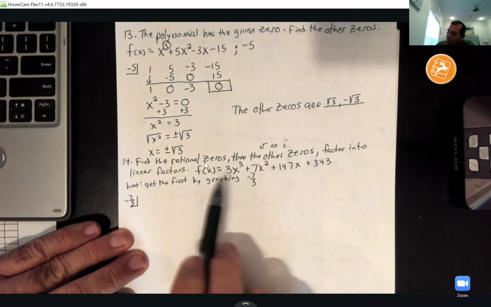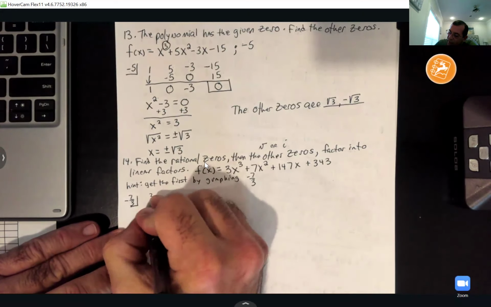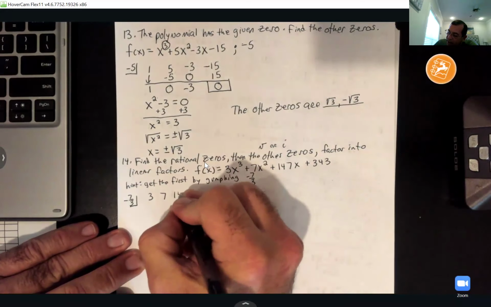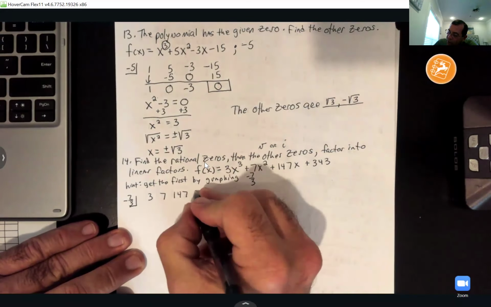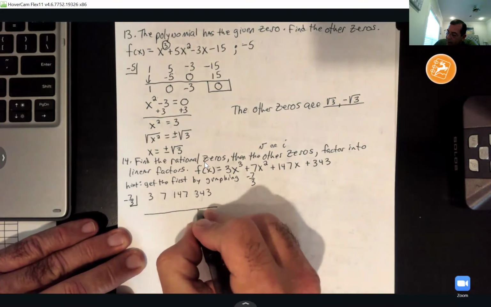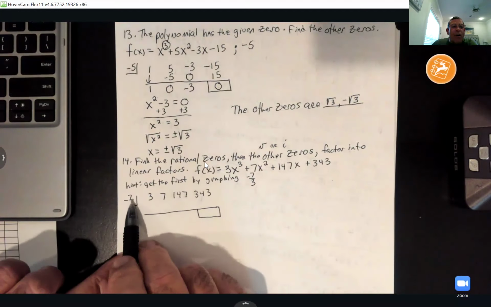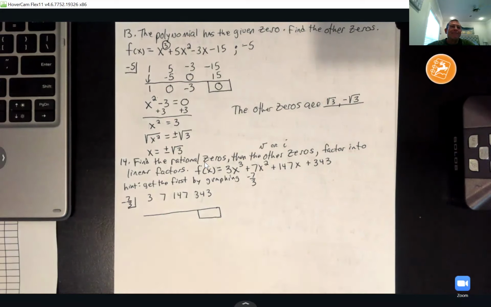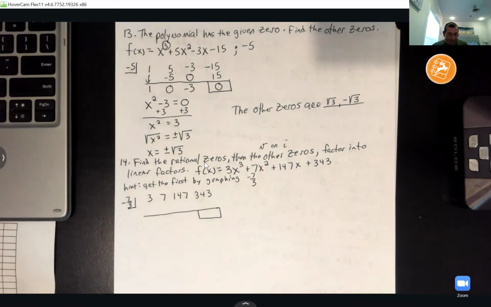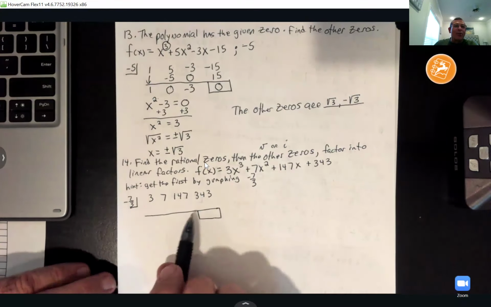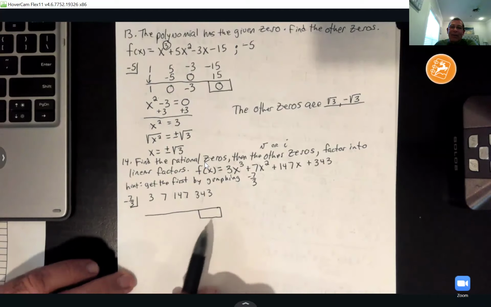All right, let me write my coefficients. 3, 7, 147, and 343. If I'm correct, what will my remainder be? Okay, it's going to be a 0. Good job, Taylor. So we got to get a 0 there, y'all.